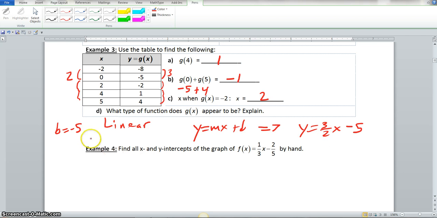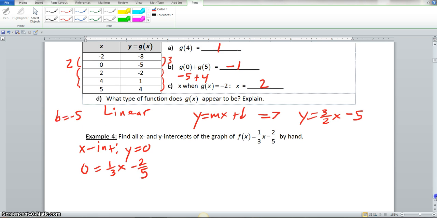Now we go to example 4. It says find all x and y intercepts of the graph of f of x is equal to 1 third x minus 2 fifths. Now what you have to do is remember the x-intercept. Let's start off with that. The x-intercept is when y is equal to 0. So we know what we would consider y here, which would be this f of x. So we'll put that as 0 is equal to 1 third x minus 2 fifths.